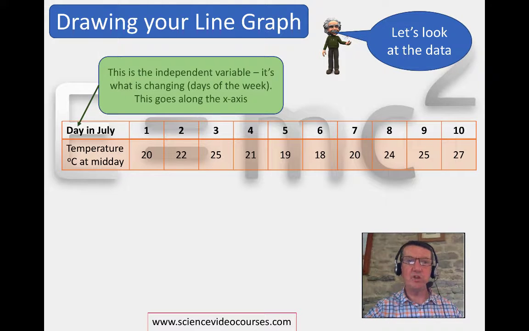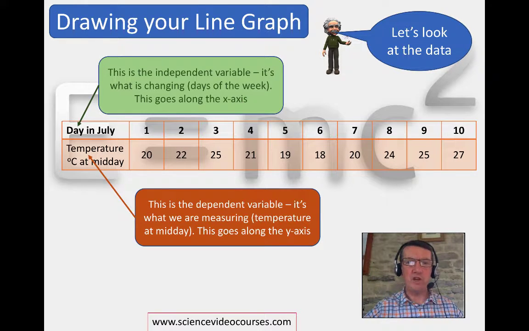Now what we've got here are two things. The day is what we call the independent variable. It's what's changing, isn't it? It's first, second, third and so on. The independent variable always goes along what we call the x-axis. And beneath that we've got what we're measuring, which is called the dependent variable. What we measure in this case is temperature at midday, and that goes along the y-axis.